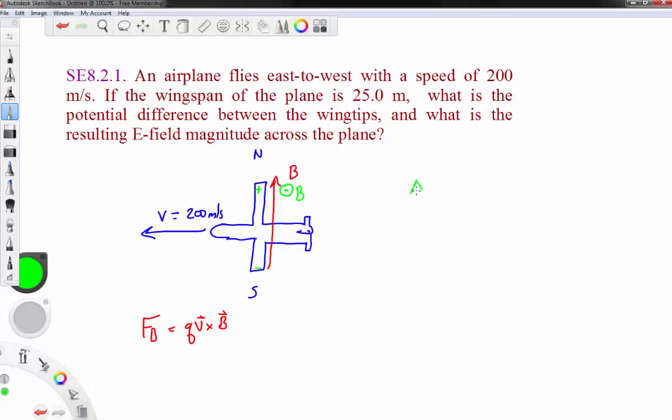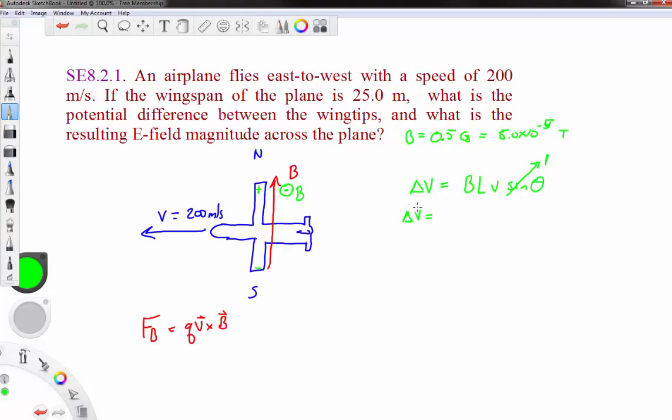Well, the voltage, delta V, you'll recall, was B times L times V times sine of theta. Well, sine of theta is 1 because this and this are perpendicular. And so delta V is going to be, we're on the Earth, so the B field is 0.5 Gauss, and that is 5 times 10 to the minus 5 Tesla.